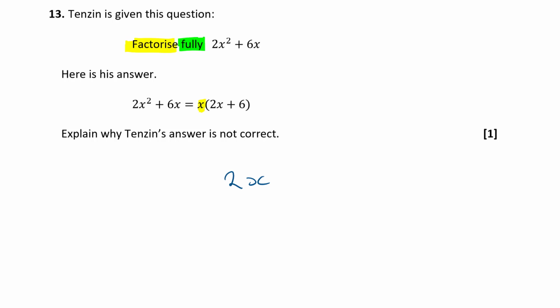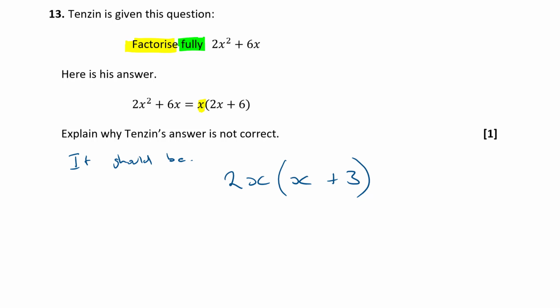So 2x is what he should take out. So 2x taken out of 2x squared, that leaves x. And 2x taken out of 6x, it leaves me with 3, doesn't it? So 2x times x is 2x squared, 2x times 3 is 6x. Okay, so you should have factorised it like that. So I think probably just writing down the true answer like that should be enough. It should be 2x, x plus 3.